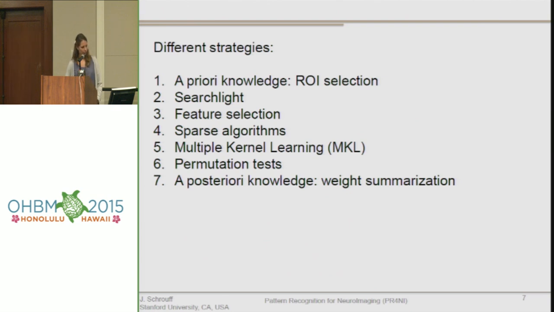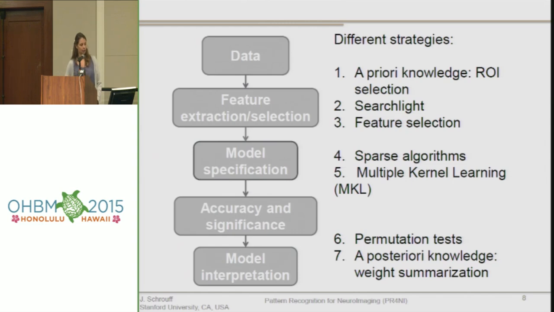So I'm going to present 7 of those ideas, and they actually come at different steps of this framework that I've shown you about multivariate analysis of the data. You have 3 steps at the feature extraction and selection, and then you have 2 other strategies that are directly implemented within the model specification. And then finally you have a posteriori interpretation of the weight maps after you have computed your model.